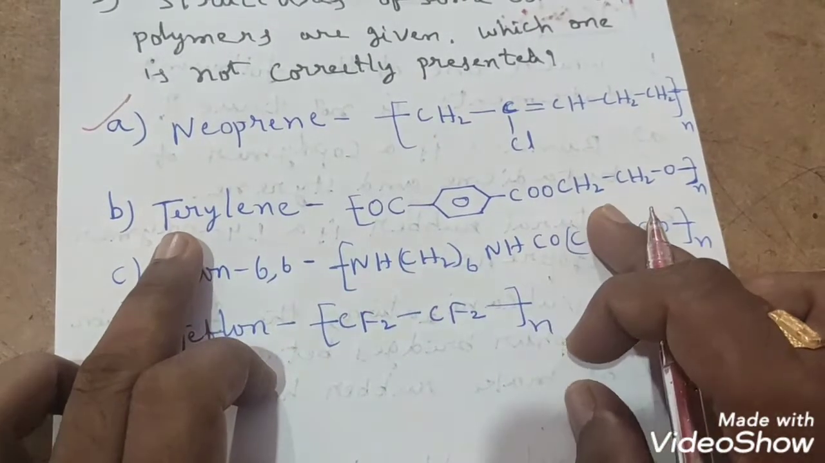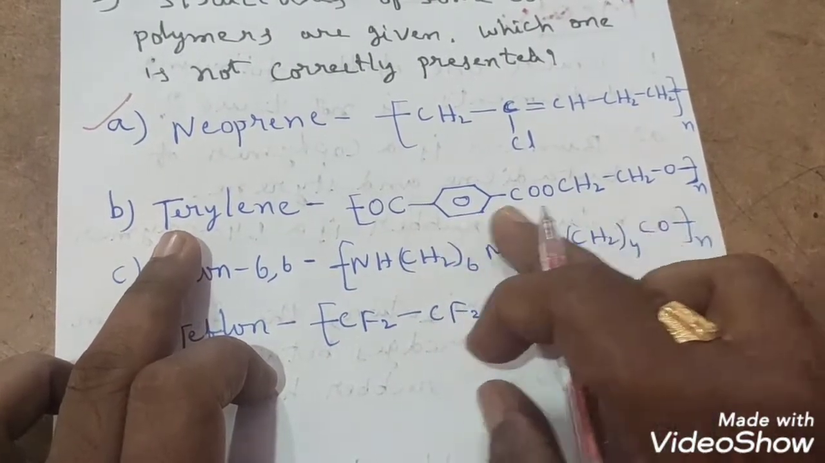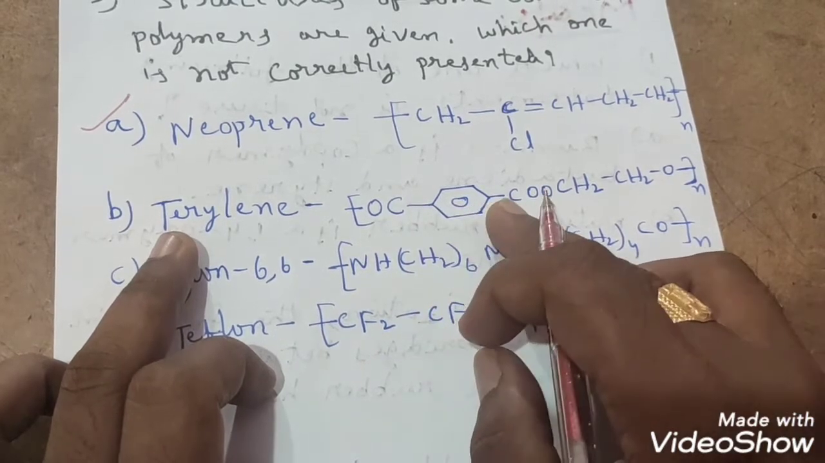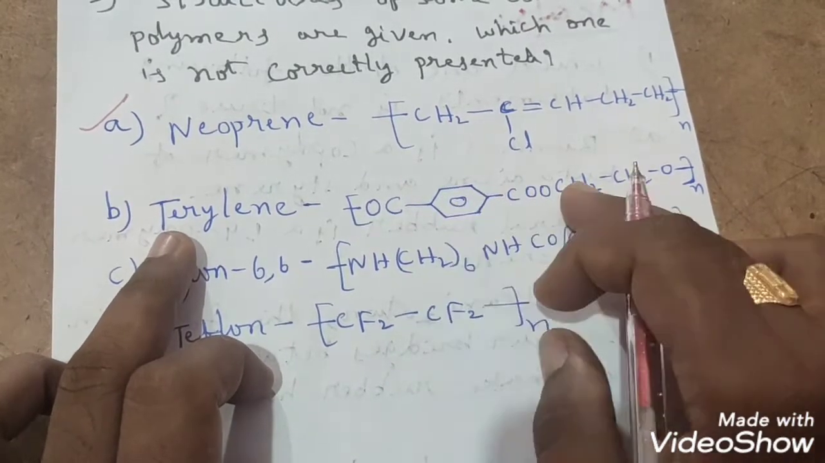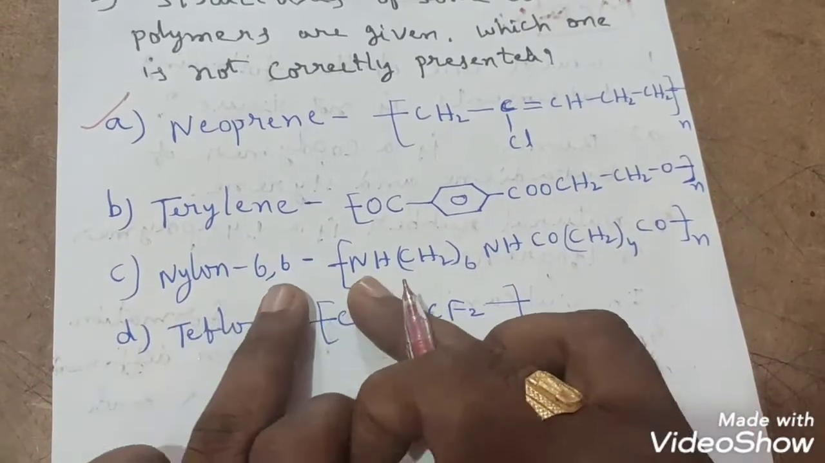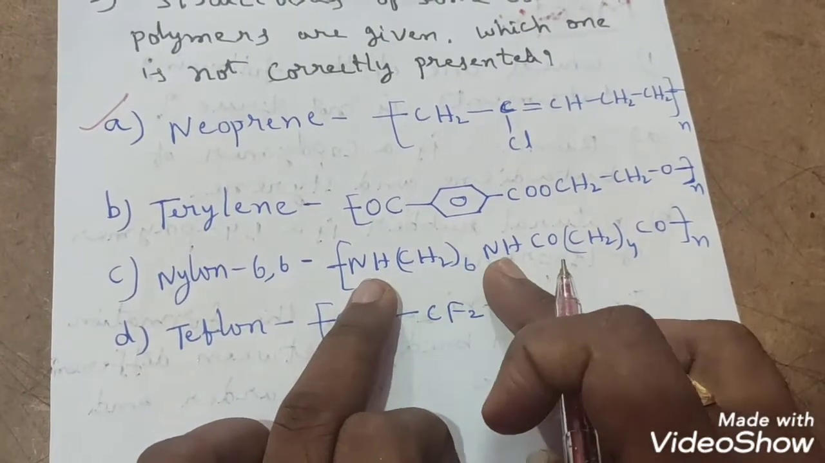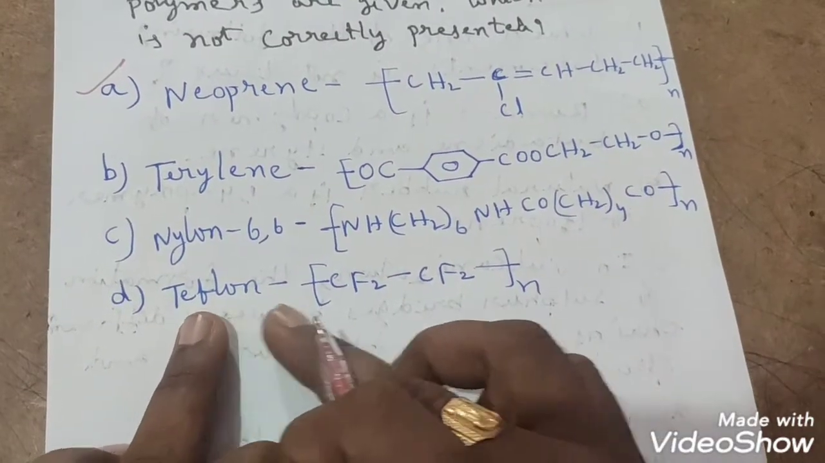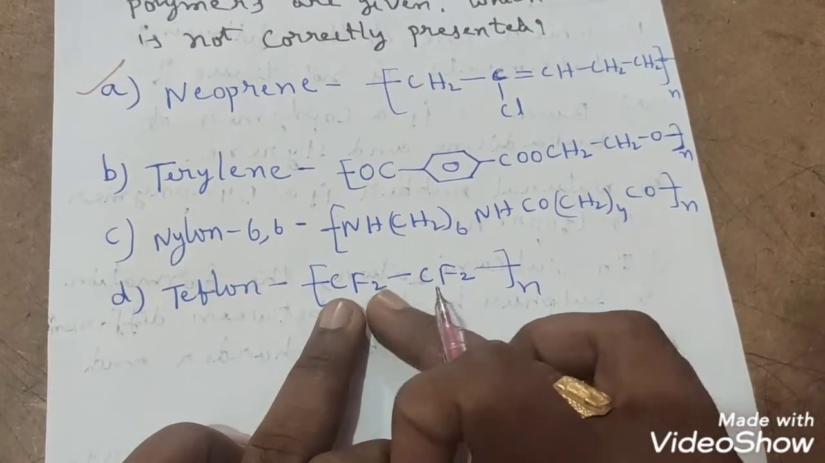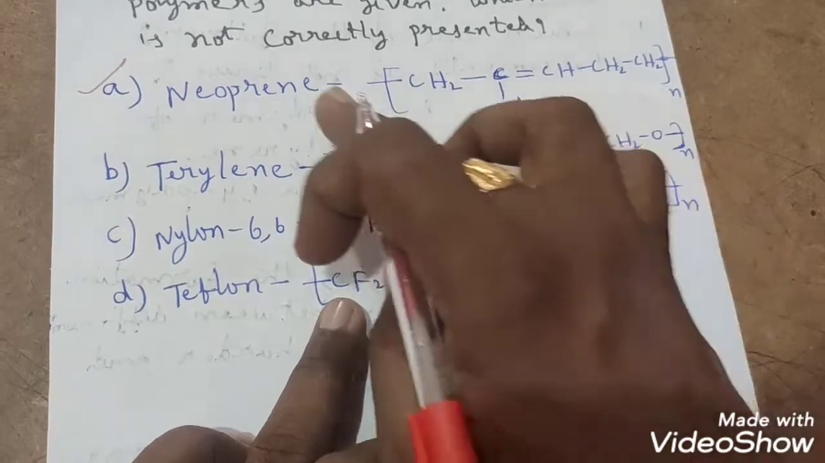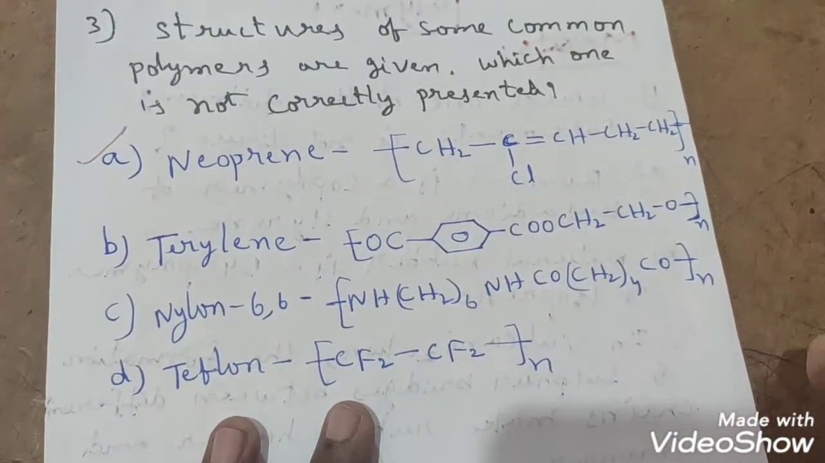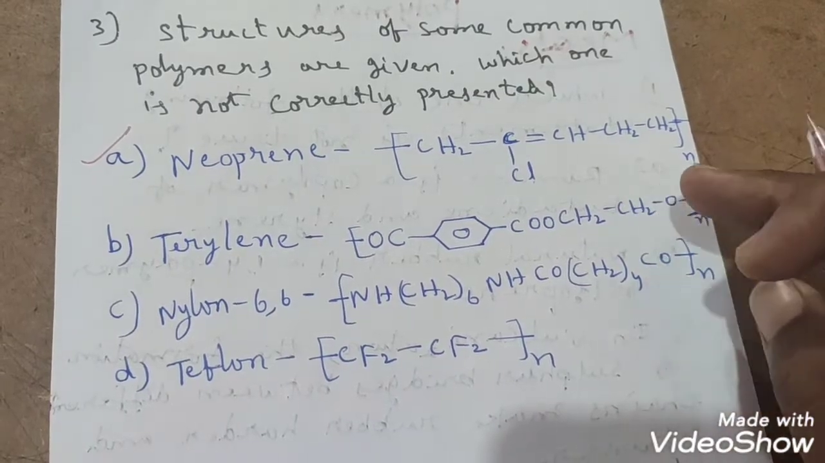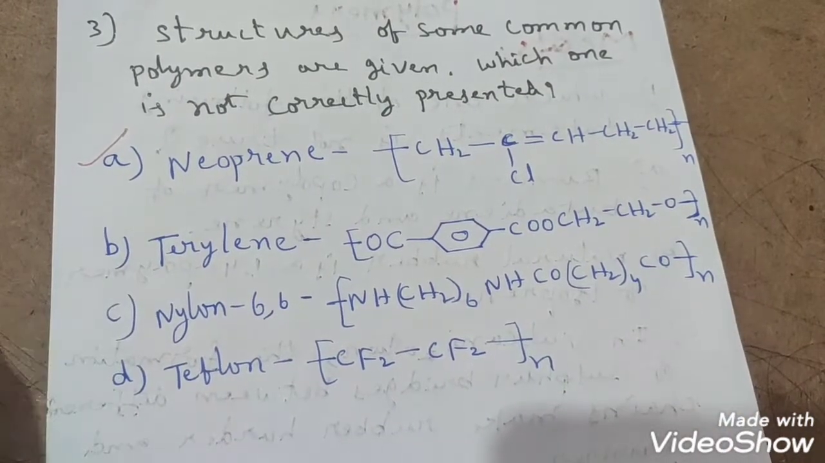Terylene or Dacron structure just now we have observed, right? This came from what? Ethylene glycol and benzene 1,4 dicarboxylic acid, right? This is correct only. Nylon 66 came from hexamethylene diamine and adipic acid. This structure is also correct only, students. Teflon came from tetrafluoroethene. Yes, this structure also. These three are correct. Neoprene structure is the wrong structure, students. Even you can observe in the videos, right? Yes.